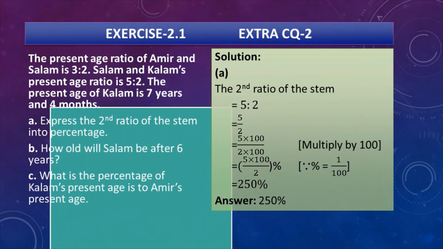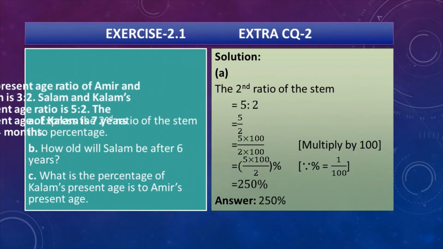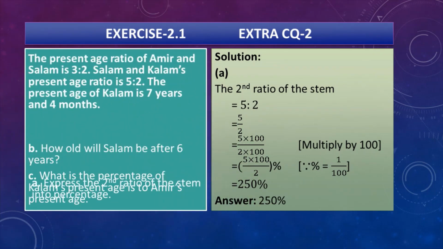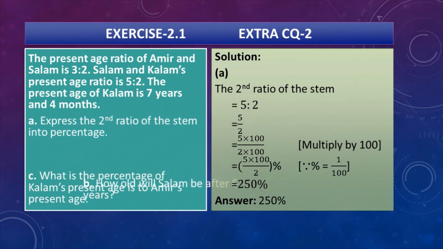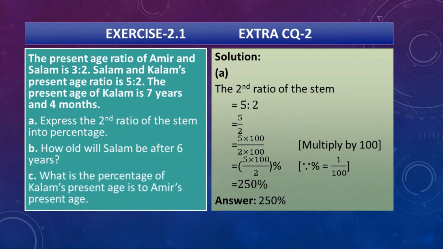Let us see again. This is the stem, my dear students. Present age ratio of Amir and Salam is 3:2, and Salam and Kalam present age ratio is 5:2, and it is given Kalam is 7 years and 4 months. So that is the solution number A. The second ratio of the stem, that is 5:2, and if we want to make percentage, then we have to multiply the antecedent and the subsequent by the same value, 100, and instead of 1 divided by 100, we can write down the percentage sign. 250% is the desired answer.